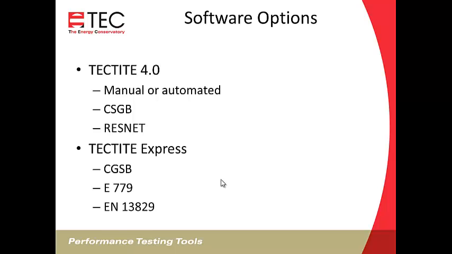TechTite Express has the E779 standard also, where it's positive and negative, and the EN13829 is a European standard that the German Passive House people use. For the American Passive House, they use E779. And the TechTite Express is a simplified report that doesn't include the energy savings and ventilation information in it. So it's a little shorter report.